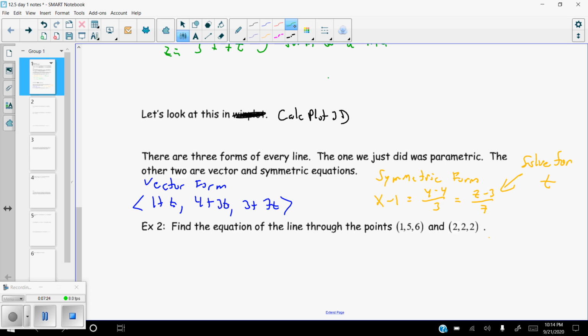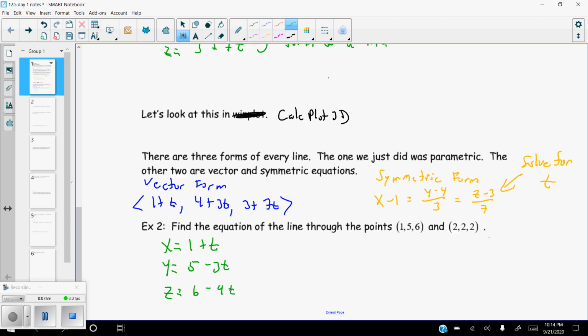All right, so if I want to find this, we'll just put this in parametric. So x starts at 1 and increases by 1, so plus t. Y starts at 5, and it looks like it goes down by 3 from 5 to 2, so that's minus 3t. And then z starts at 6 and goes down by 4, so that's going to be a minus 4t. That's it. That's all you have to do.